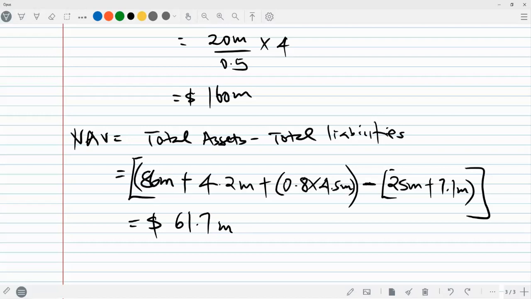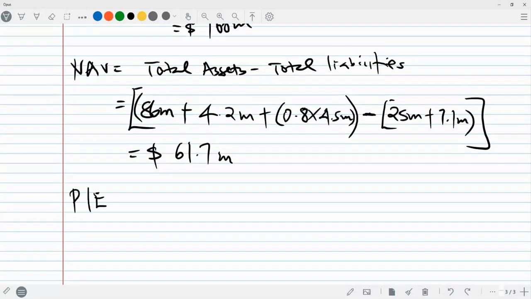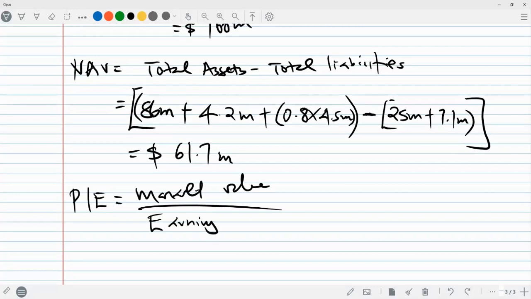The next one we're going to use is the price to earnings ratio, using the business sector average as a method of valuation. The PE method gives us the market value of the company or the MPS. If you want to do it per share, we divide by the earnings. This can be market price per share divided by earnings per share.